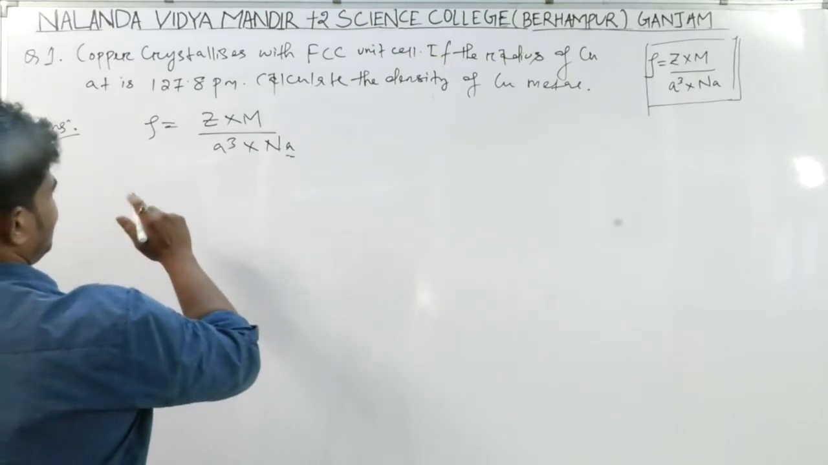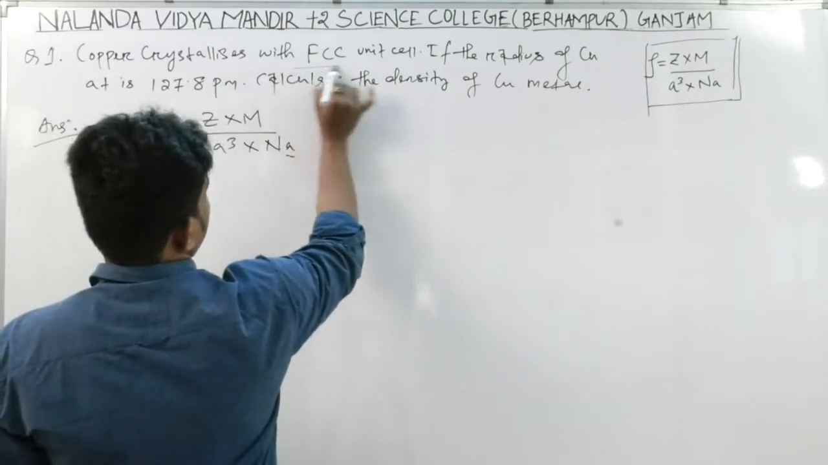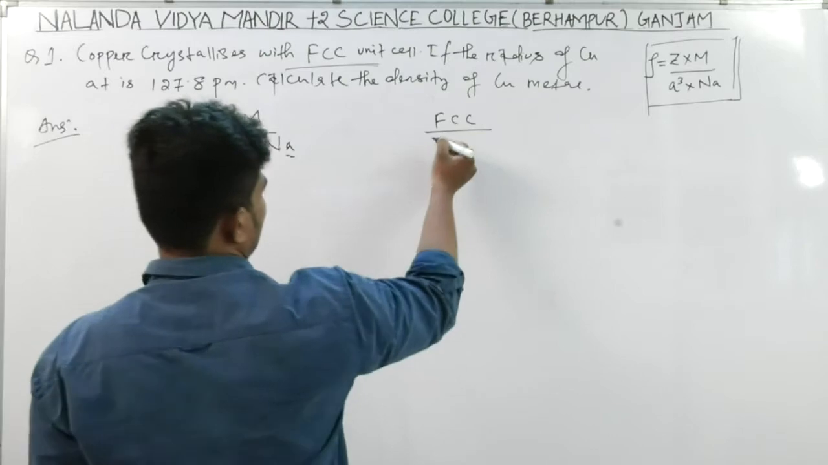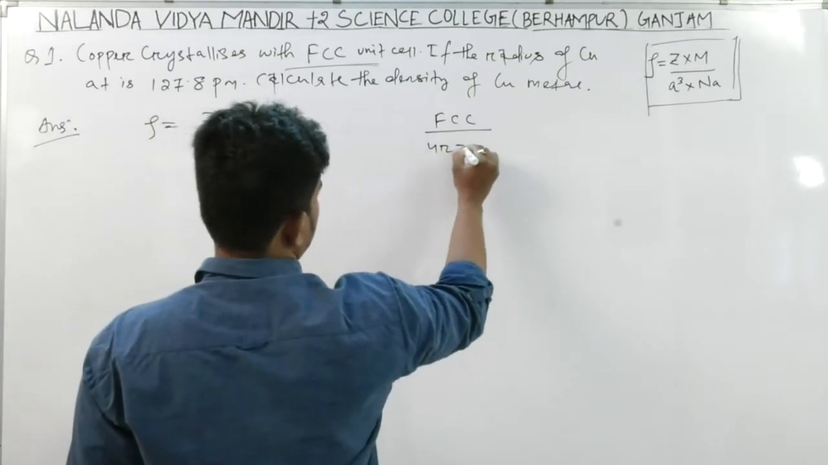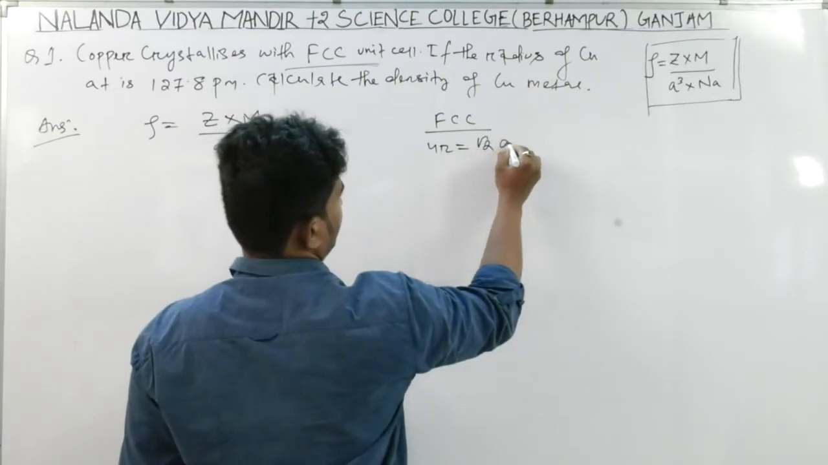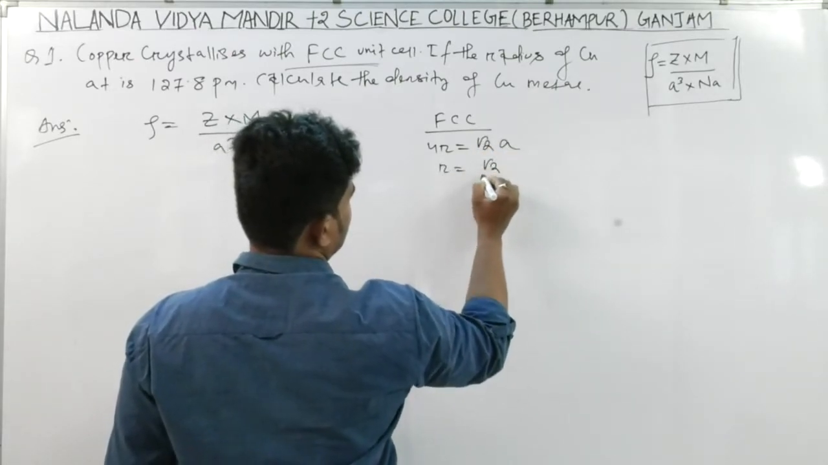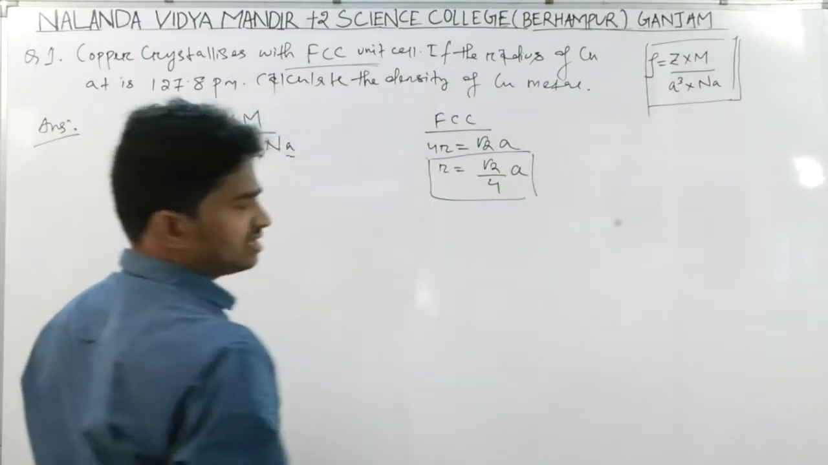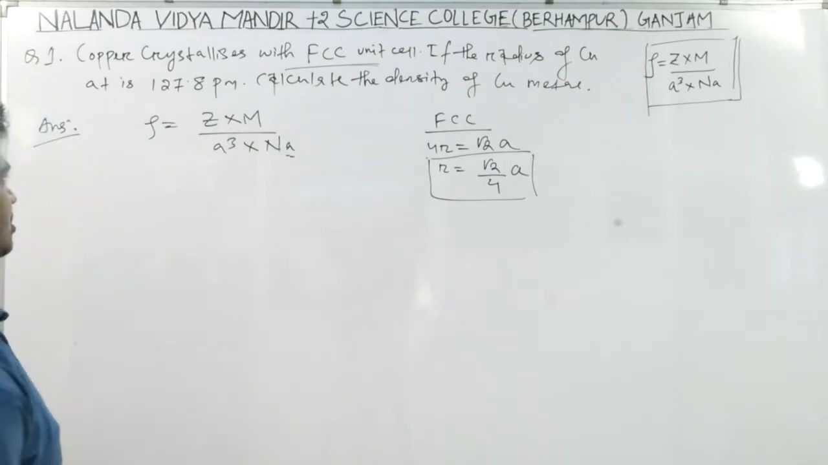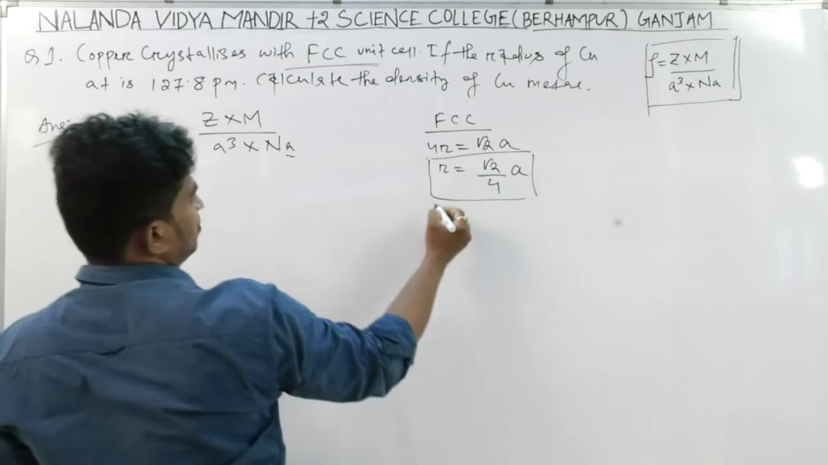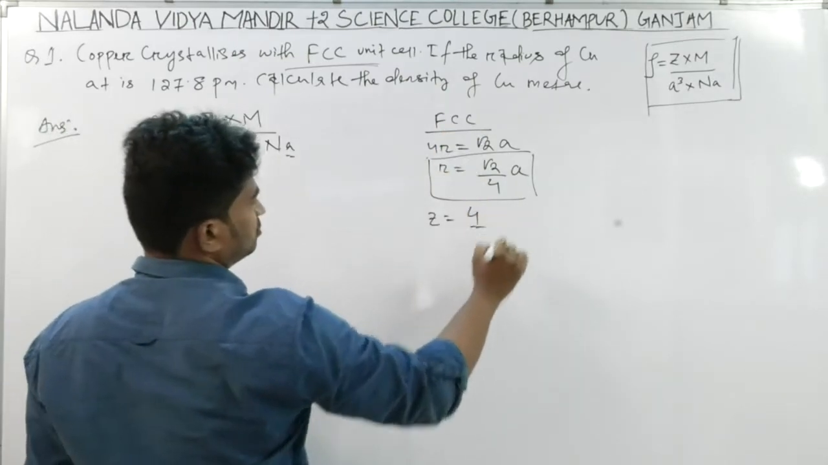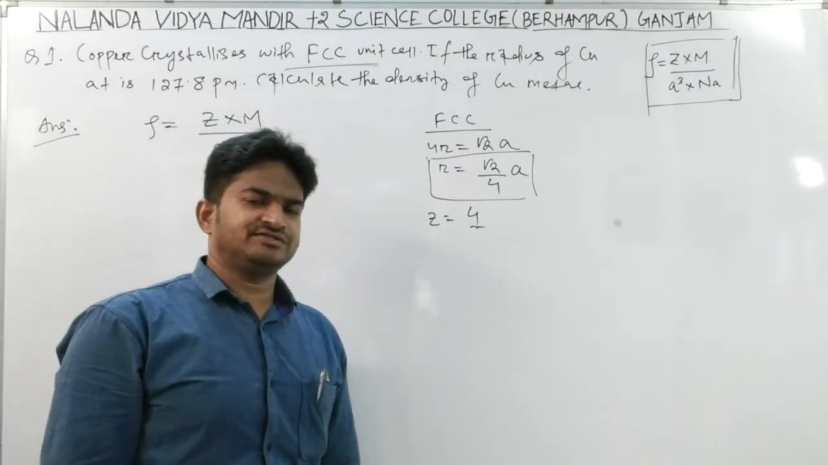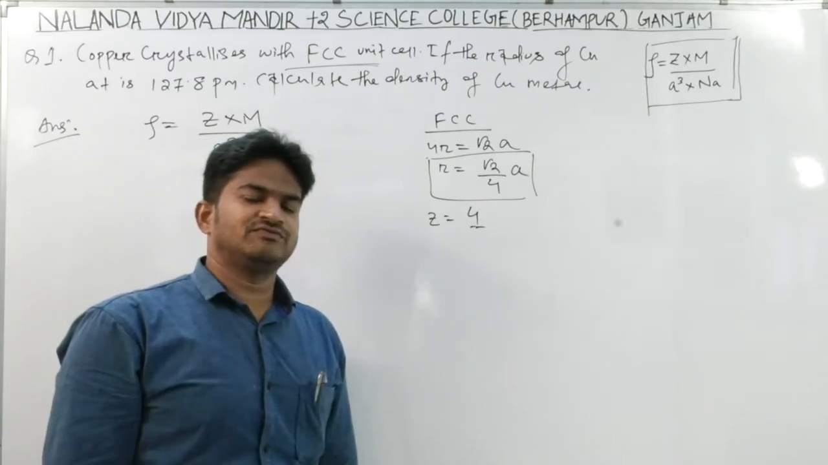So here for FCC, what would be the R? As we know, for FCC, 4R is equal to root 2 A, and R is equal to root 2 divided by 4 A. This is for FCC. So here, what is the number of atoms for FCC? That would be 4. In the last class I have already explained that for FCC, face centered cubic unit cells, the number of atoms will be 4.